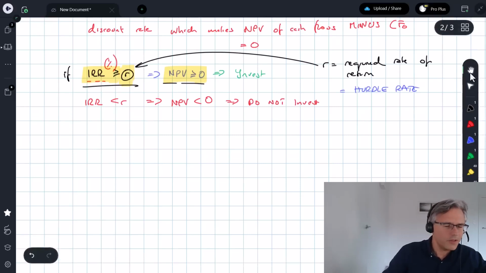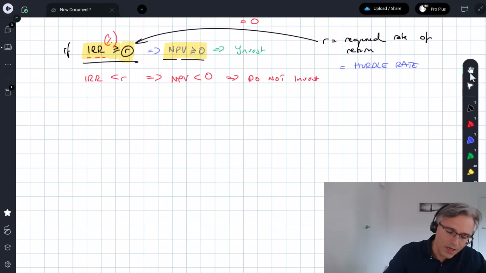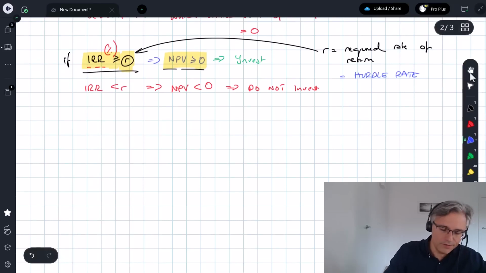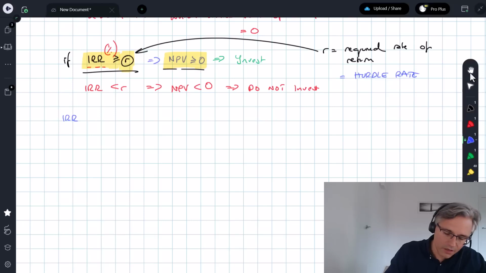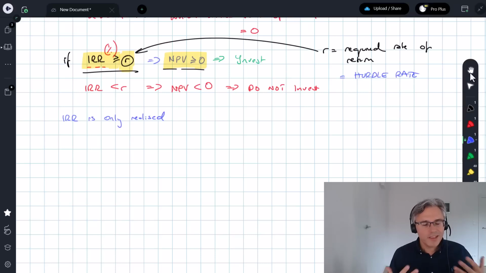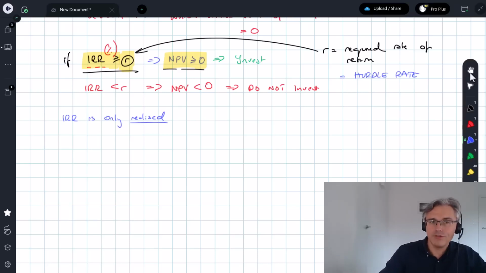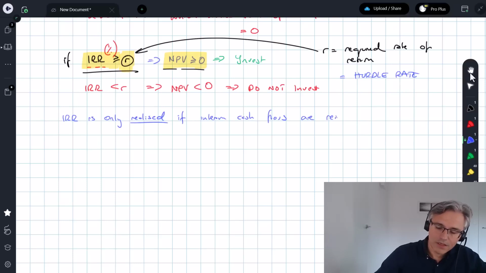And often, especially with yield to maturity within fixed income, I keep repeating that the IRR is only realized. So an investor can only boast that they've really realized a return equal to the IRR or the yield to maturity if any interim cash flows generated on the project are reinvested at a rate equal to the IRR.